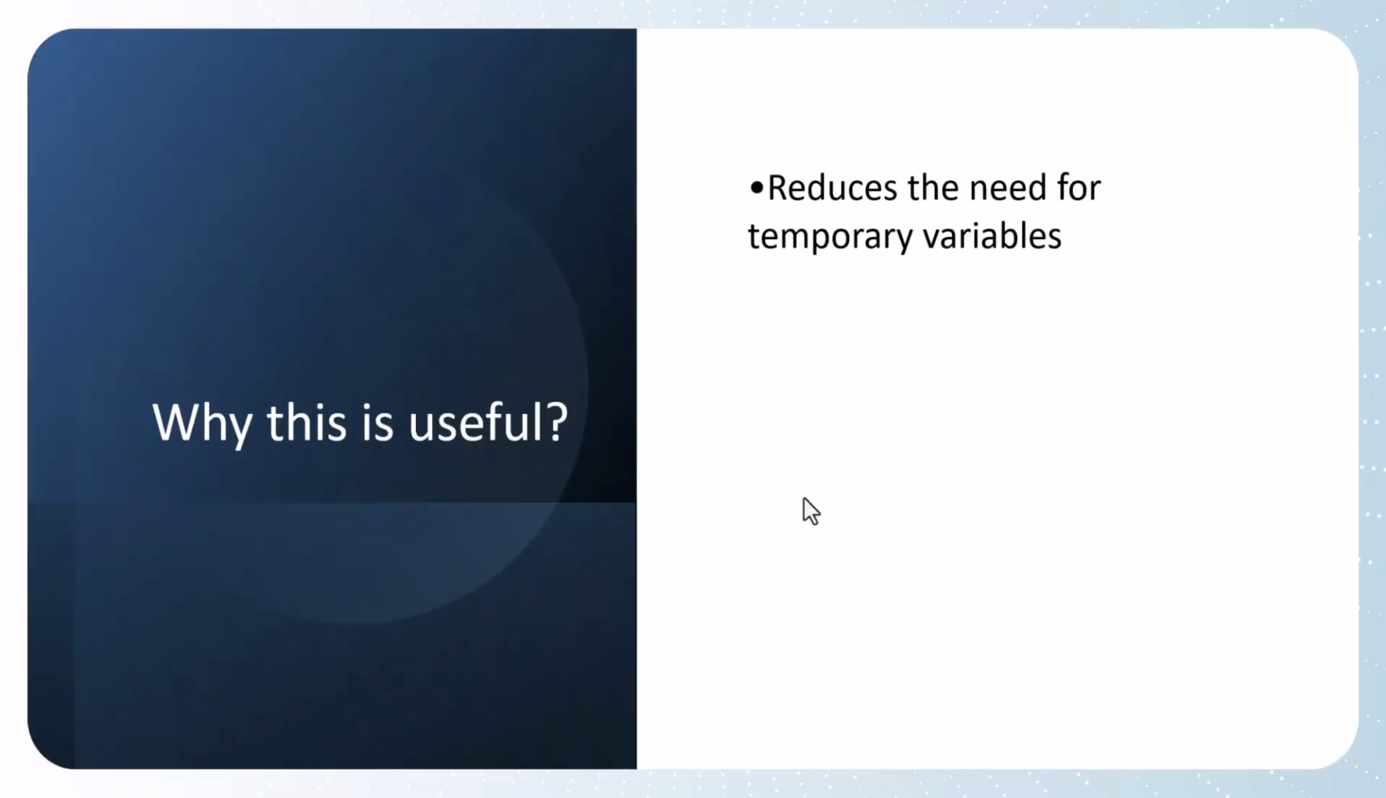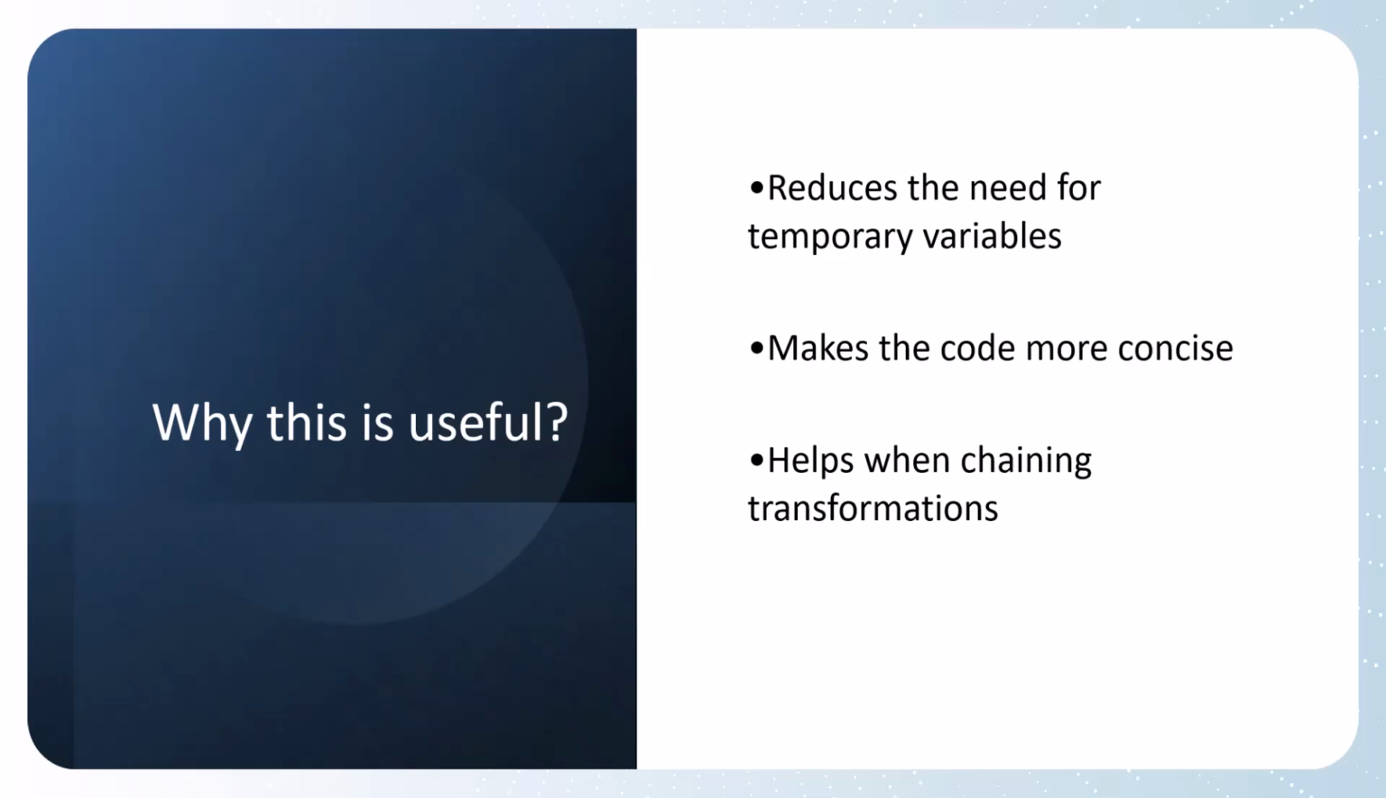Now why is this useful? It reduces the need for temporary variables, makes the code more concise, and helps when chaining transformations. Why is using the return value in these steps useful? Because it reduces the need for temporary variables. You don't need to store it in temporary variables before using it this way. And like in a data processing pipeline, it helps.